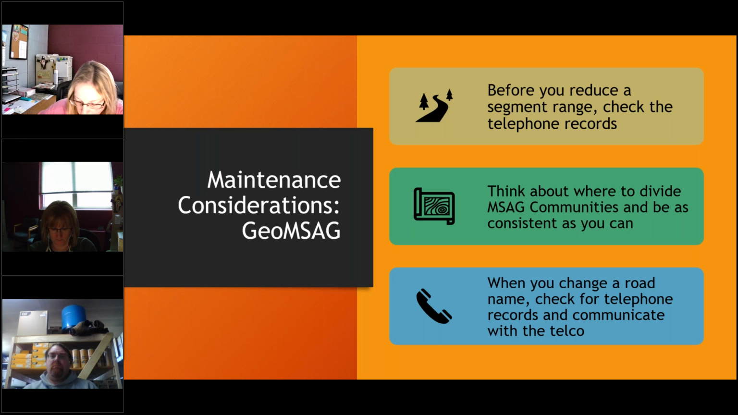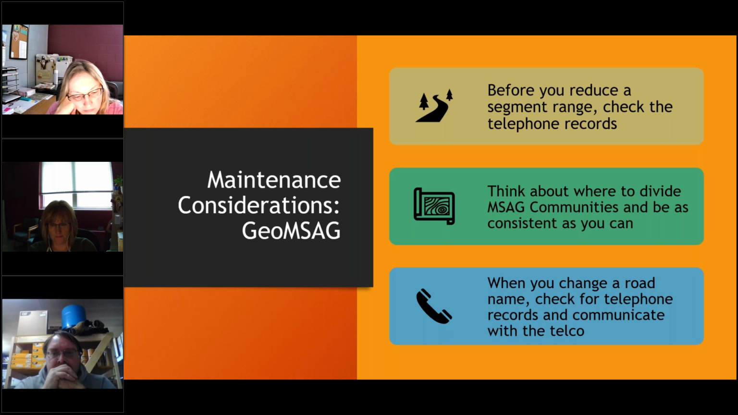And then think about where to divide your MSAG communities and be as consistent as you can. I mean, this is tough. Some people just do it straight across the same rough zip code boundary that they have, and that works for them, and that's awesome. Other people, myself included, have just said, you know what, if you're in a city, it's the city, and if you're not in a city, it's Dickinson County, and that's what you get. That is not popular with the phone company, but if you work with them to get the records updated, it can get done, and I just find it cleaner.